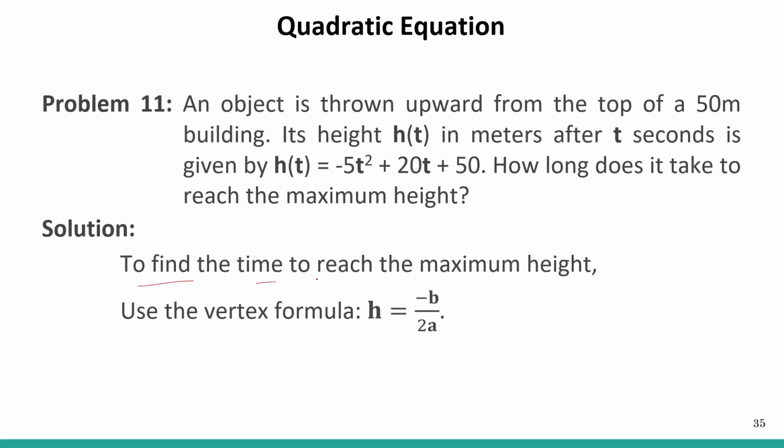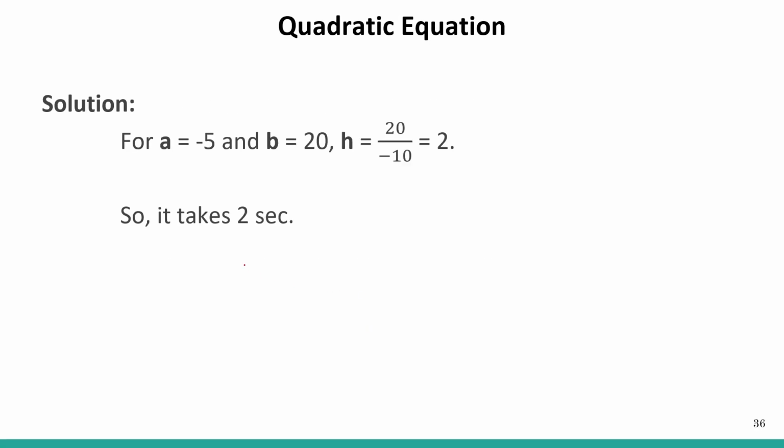To find the time to reach the maximum height, use the vertex formula, that is h = -b/2a. For a = -5, b = 20, h is equal to what? Minus 20 by minus 10. So 20 by 10 is equal to 2. So it takes 2 seconds.